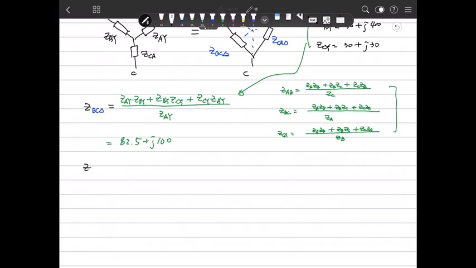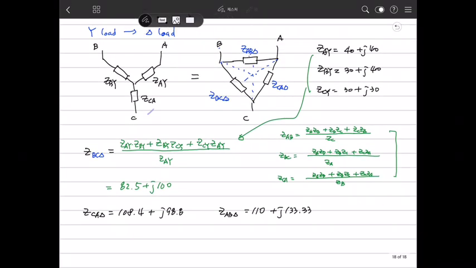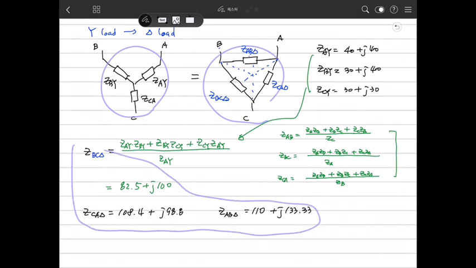GCA delta was 108.4 plus j98.8, and GAB delta was 110 plus j133.33. So we can transfer the Y to delta. The impedance is in this manner.